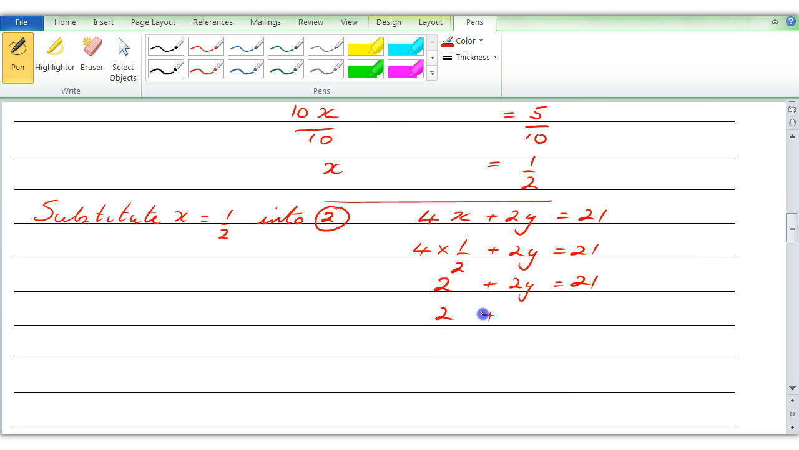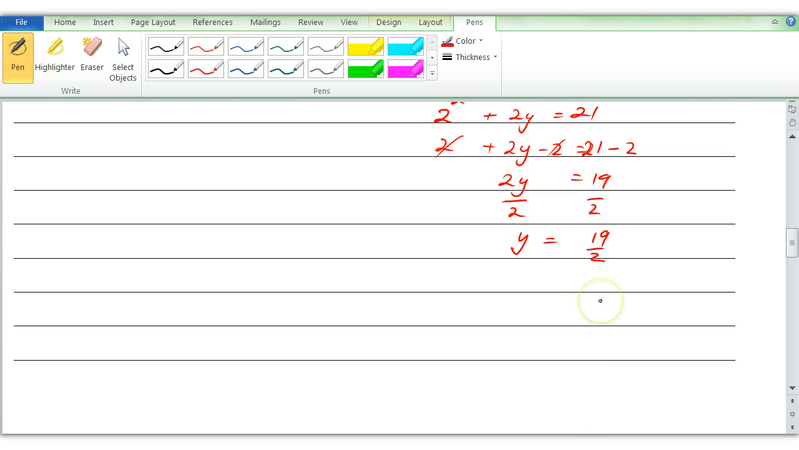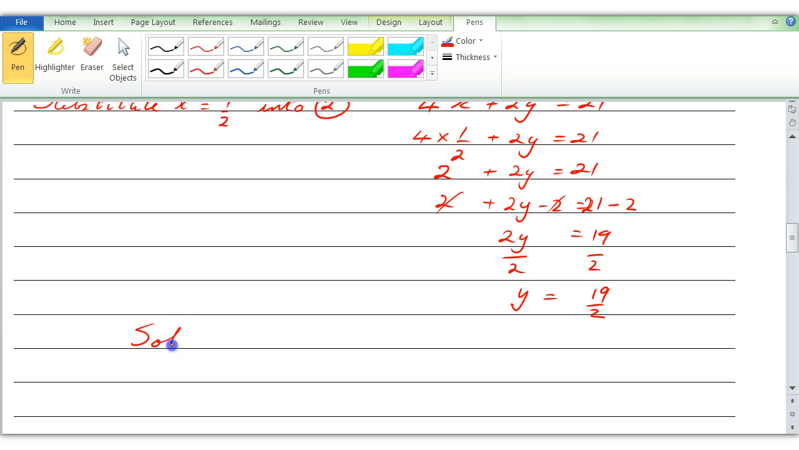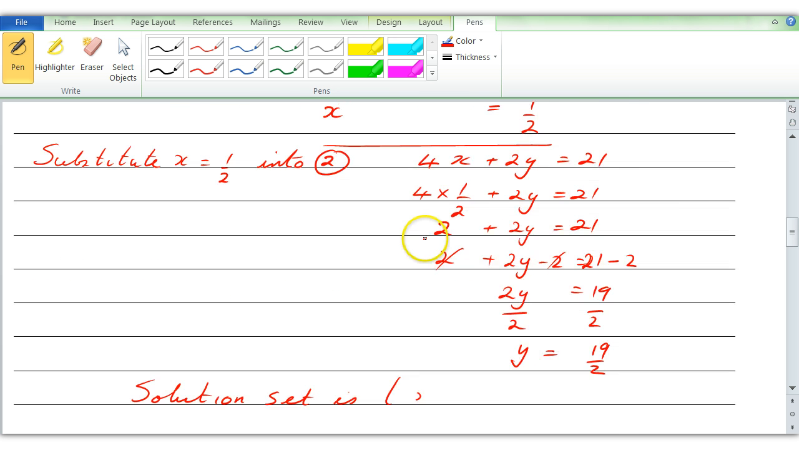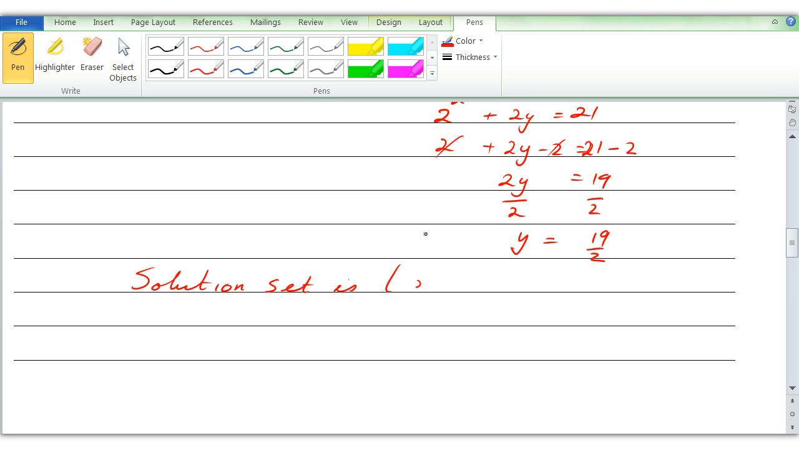Take 2 from both sides to get rid of that 2. So we have that cancelling from there and there. We'll have 2y equals 19. Divide both sides of that by 2, and you'll have y equals 19 over 2. So there's our solution for y. So our solution set is x is a half, y is 19 halves.